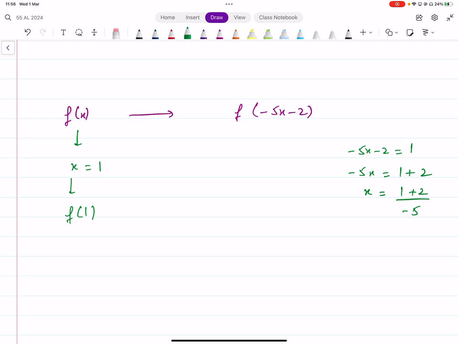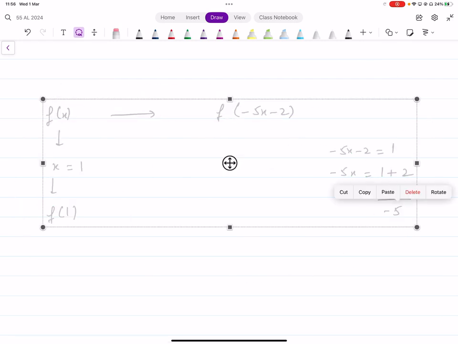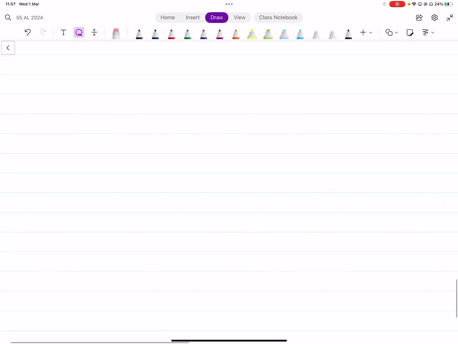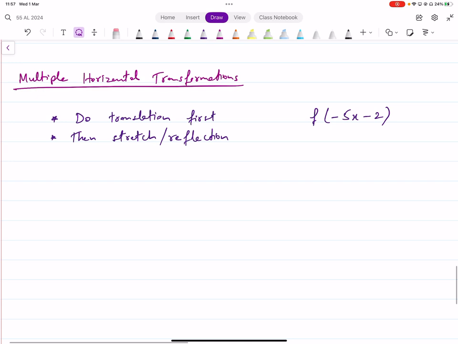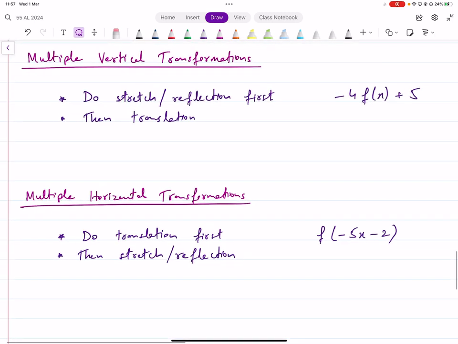Okay, so that's the logic behind it, but you have to memorize this in any case. ये आपने याद रखना है. हॉरिजॉन्टल ट्रांसफॉर्मेशन में सब कुछ उल्टा होता है, ऑर्डर ऑफ ट्रांसफॉर्मेशन भी उल्टा है. ओके, वर्टिकल मल्टीपल ट्रांसफॉर्मेशंस होंगी, उसमें स्ट्रेच रिफ्लेक्शन हैपेंस फर्स्ट एंड देन ट्रांसलेशन. मल्टीपल हॉरिजॉन्टल में ट्रांसलेशन पहले होएगी और स्ट्रेच रिफ्लेक्शन बाद में होएगी.